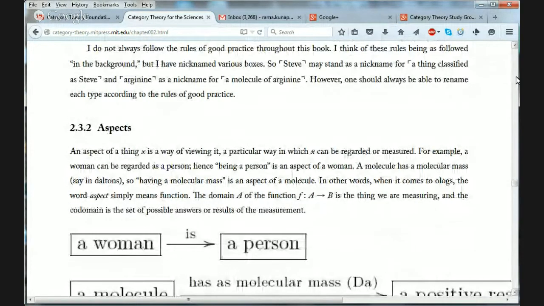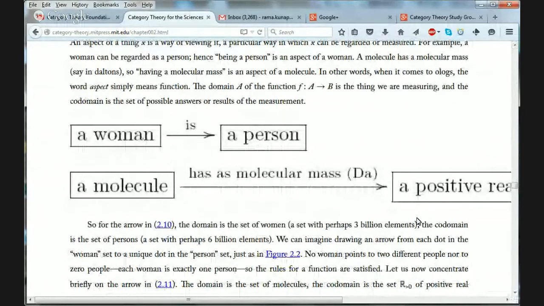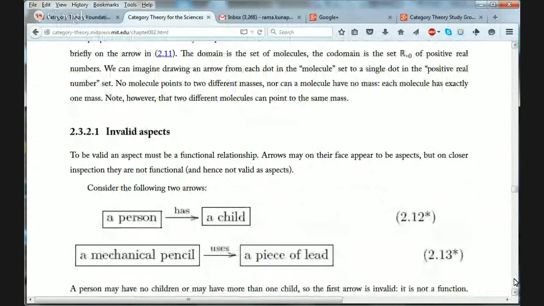After the types, he has something on aspects. From a mathematical point of view, an aspect is a function, and at least from the way I read it, it looks like a one-to-one function basically. So a woman is a person, and a molecule has molecular mass in Daltons, which is some positive real number.